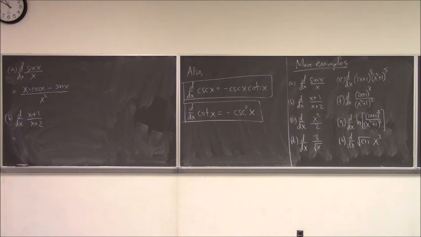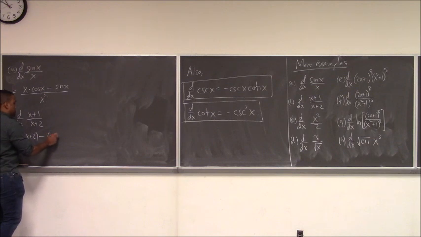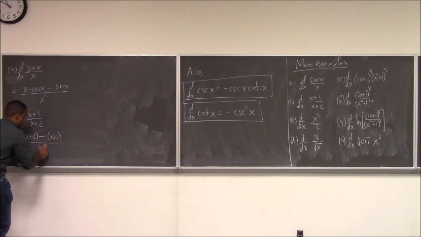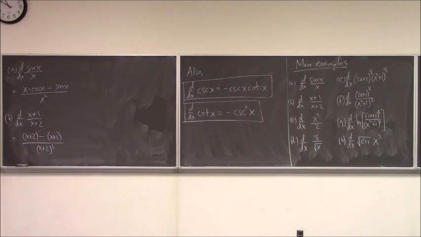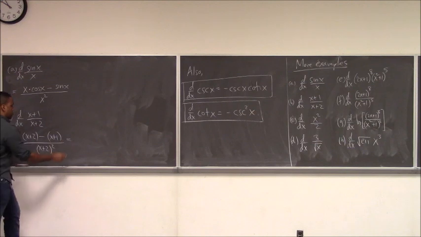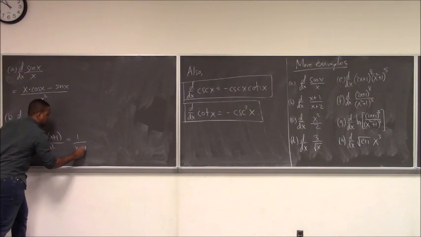Quotient rule again. Okay, what would it be? x plus 2 minus x plus 1, all over x plus 2 squared. What does that simplify to? Does it simplify? Yeah, it simplifies to 1 over x plus 2 squared.